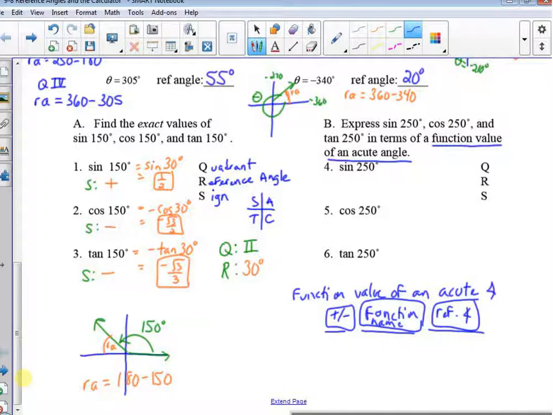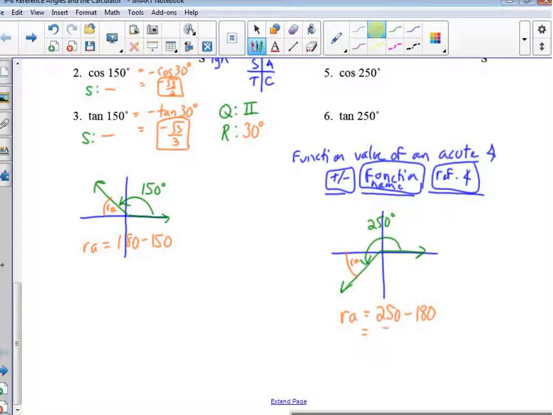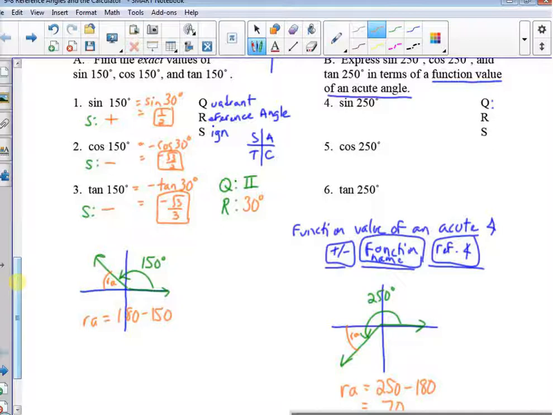So sine 250, cos 250, tan 250. The quadrant is, so 250 in standard position. Here's 250 for theta. The reference angle is right here. To find that reference angle, I'm going to do 250 minus 180. Never am I using 270. So I think I get 70. So I'm in quadrant 3. The reference angle is 70, and the signs all change depending.